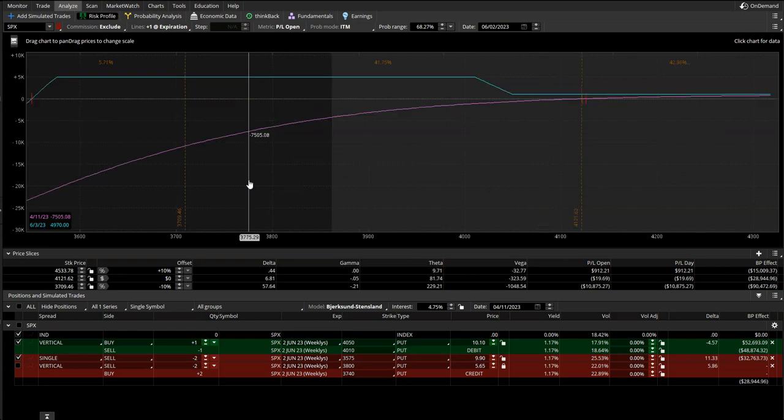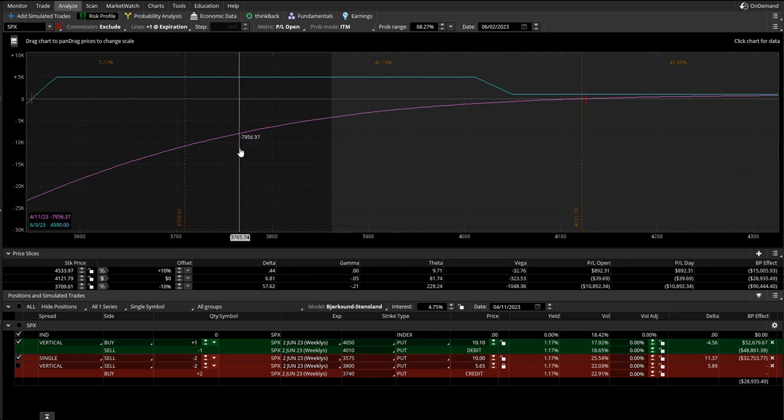this trade would be down about $7,500. Using the put credit spread at 3,775, this trade would only be down about $1,600. So we definitely take a lot less heat on the downside.